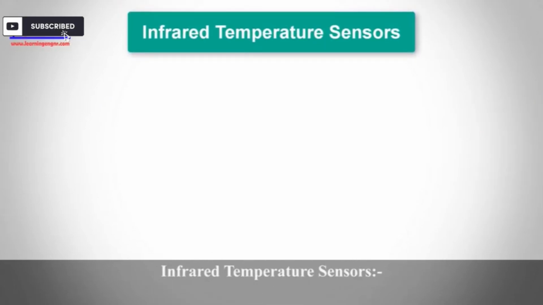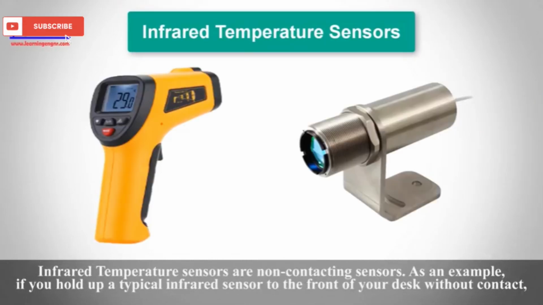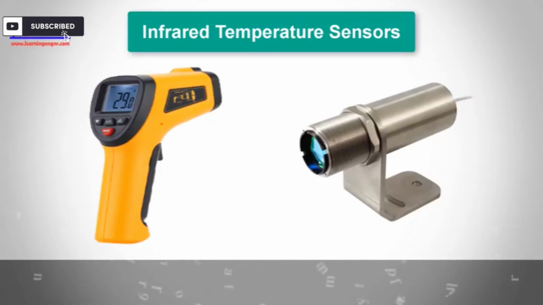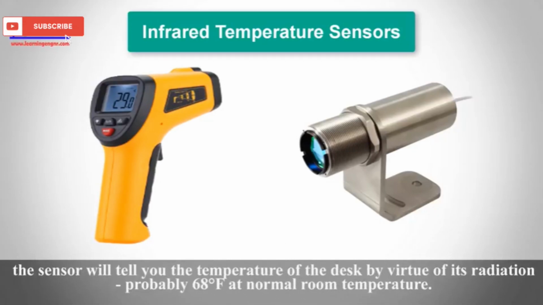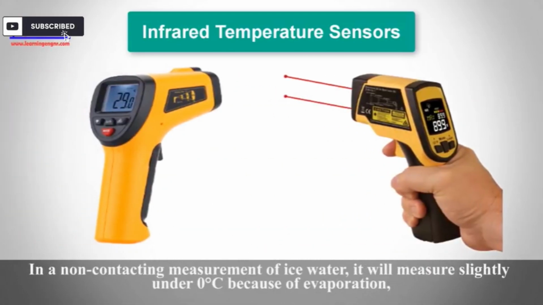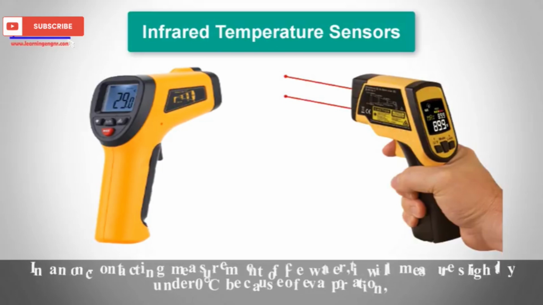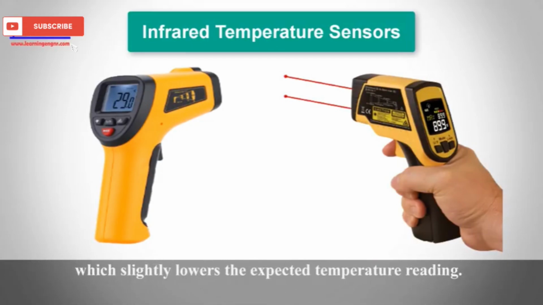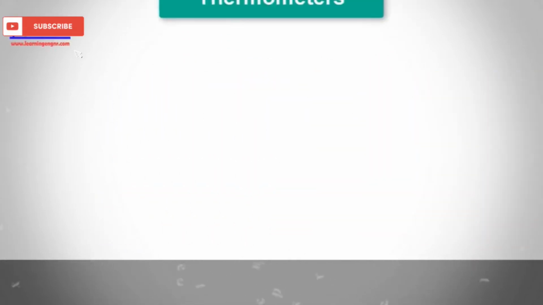Infrared temperature sensors. Infrared temperature sensors are non-contacting sensors. As an example, if you hold up a typical infrared sensor to the front of your desk without contact, the sensor will tell you the temperature of the desk by virtue of its radiation, probably 68 degrees Fahrenheit at normal room temperature. In a non-contacting measurement of ice water, it will measure slightly under 0 degrees Celsius because of evaporation, which slightly lowers the expected temperature reading.